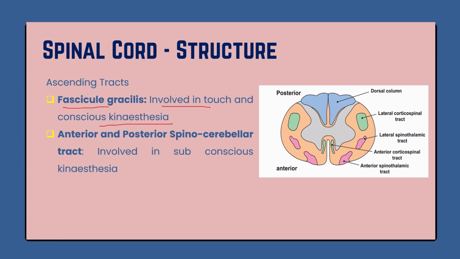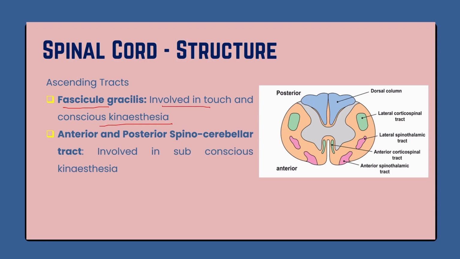What is kinesthesia? If you close your eyes and I ask you to touch your nose, will you be able to touch it? Yes, right? Even if your eyes are closed, you know where your nose is, where your mouth is, where your hands are. This is called kinesthesia. Even when your eyes are closed, you know where the different parts of your body are. This realization is brought by the fasciculus gracilis, involved in touch and conscious kinesthesia.